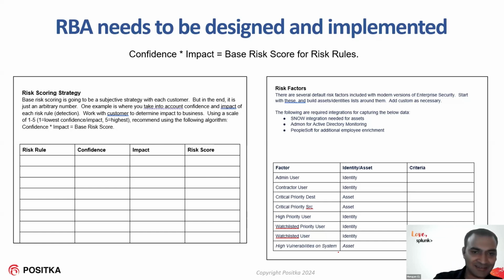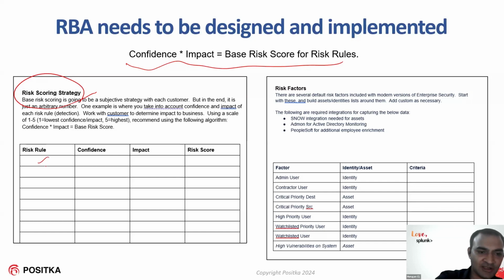What they say is use this algorithm to calculate the base risk score. So confidence into impact will be your base risk score for the rules. It gives us the scoring strategy using that algorithm. Basically, we list down all the rules here. We list down all the confidence. We do the calculation and we identify the risk score. We do this exercise and we also identify the risk factors.